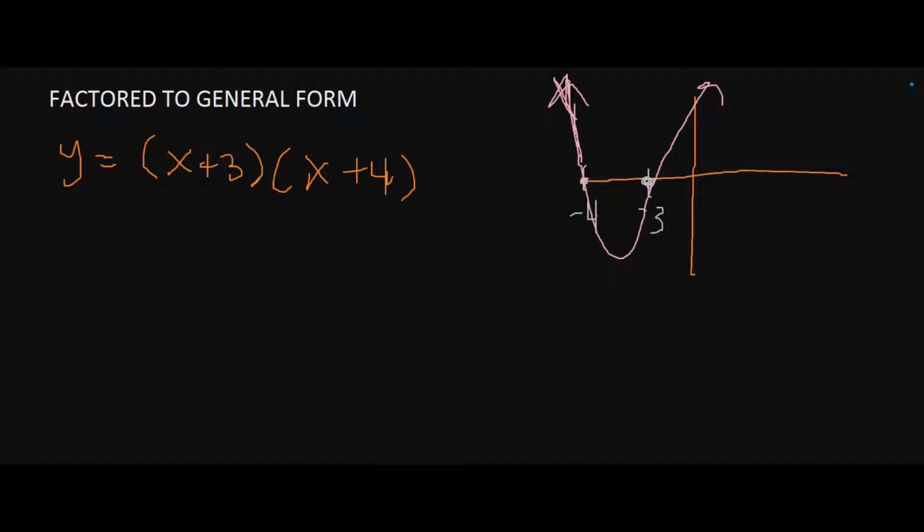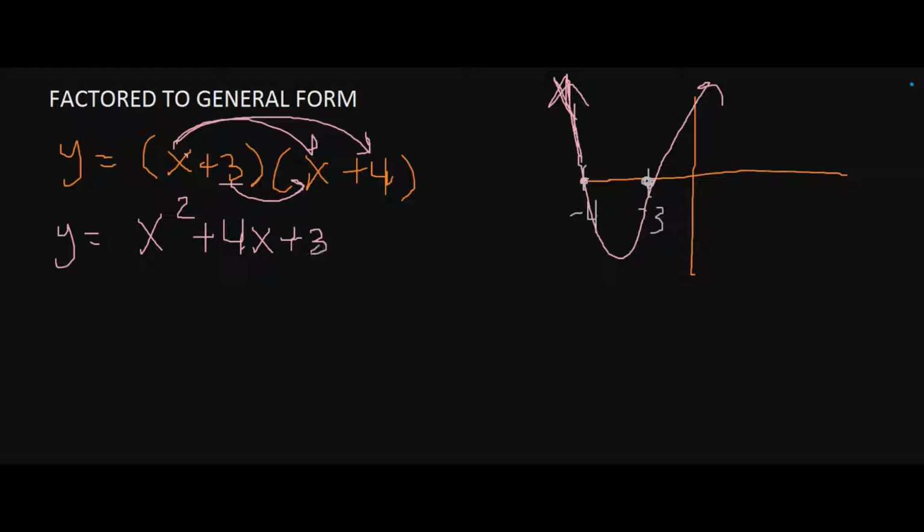Well, all we have to do is use the distributive property. So we start here. Well, we just go, what's x times x? Well, that's x squared. Now we go over here and do what's x times 4, and that's going to be 4x. Right? Now that this x here has multiplied with both of these expressions, we go over to the 3. What's 3 times x? And that's going to be 3x. And what's 3 times 4? And that's going to give me 12.